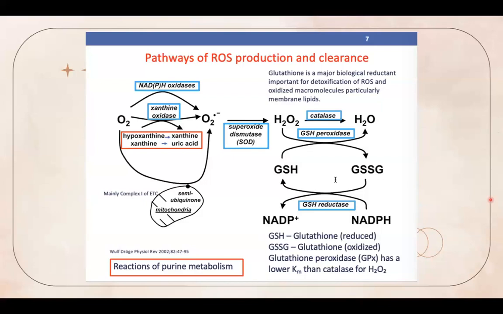And I think that's pretty much it from this side. All right, so we also need to replenish the stores of GSH. So we have another enzyme, GSH reductase, which converts the GSSG, or the oxidized glutathione, into reduced glutathione, and it uses the molecule NADPH to do so.